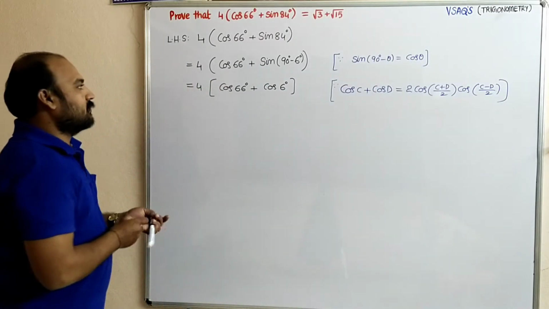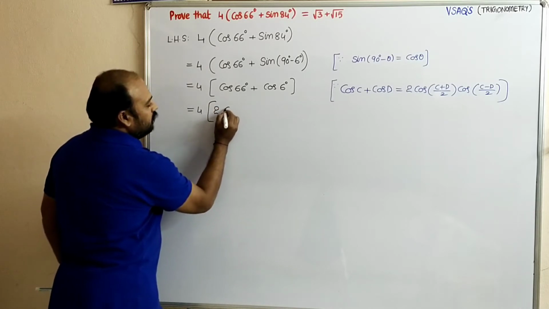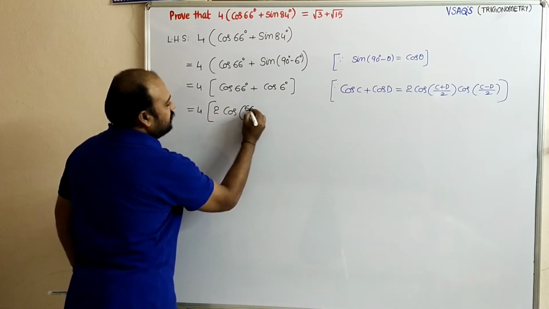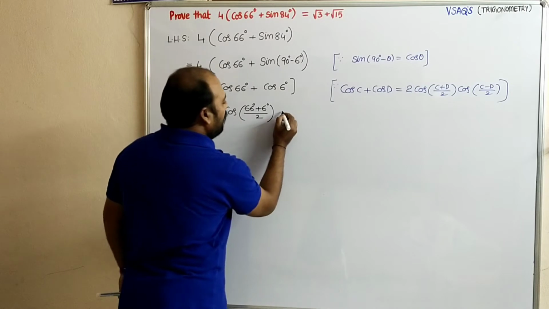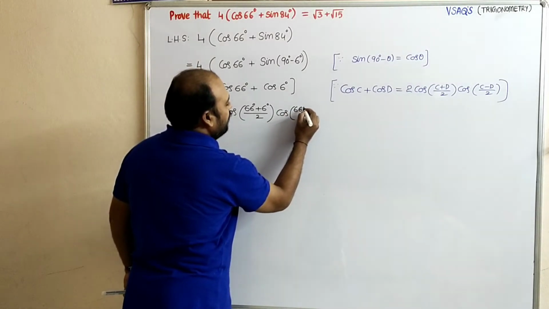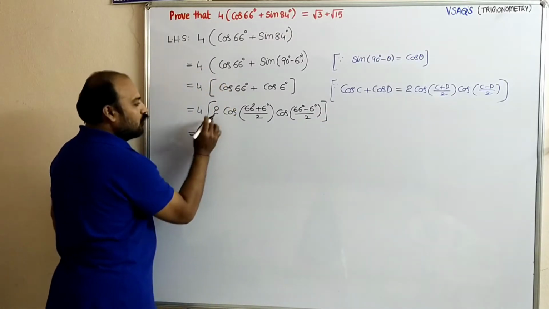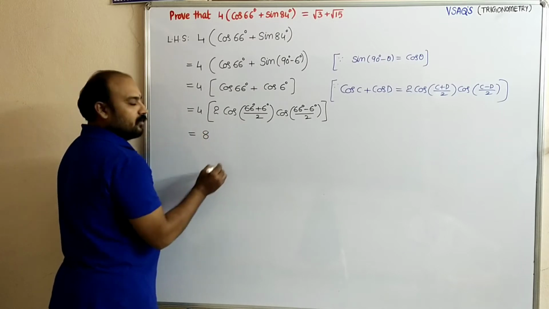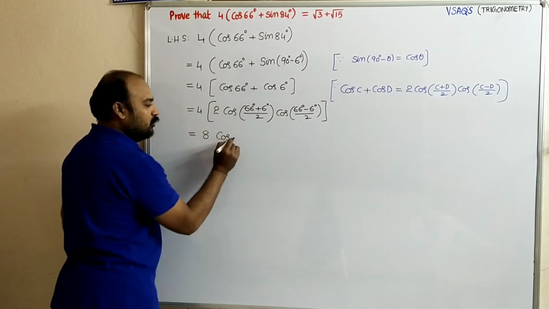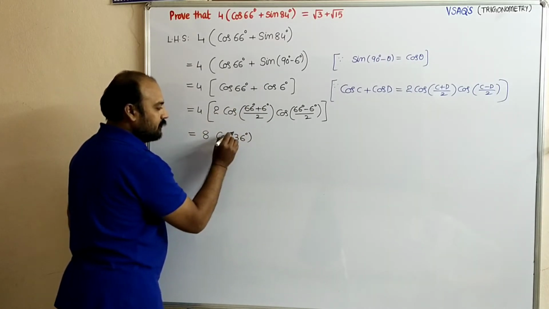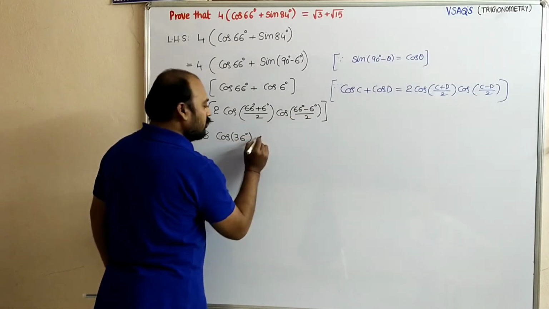So it becomes 4 into 2 into cos of 66 degrees plus 6 degrees divided by 2, into cos of 66 degrees minus 6 degrees divided by 2, which is equal to 4 into 2 is 8 cos of 66 plus 6, 72 by 2, 36, into cos of 66 degrees minus 6, 60 degrees by 2, cos 30.